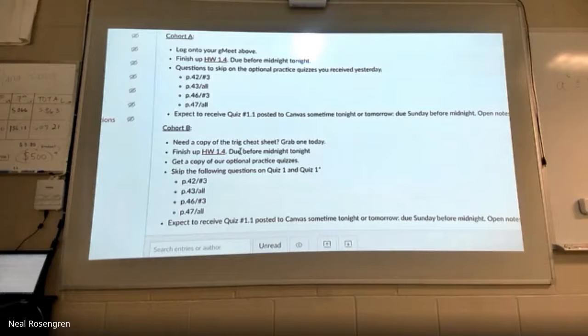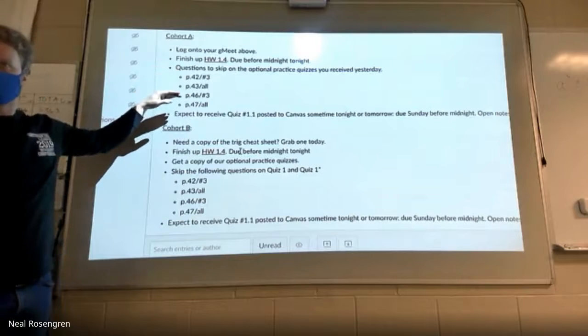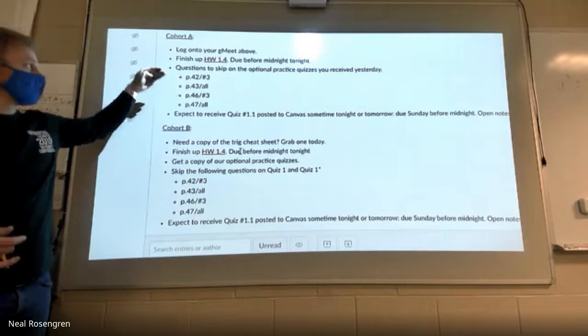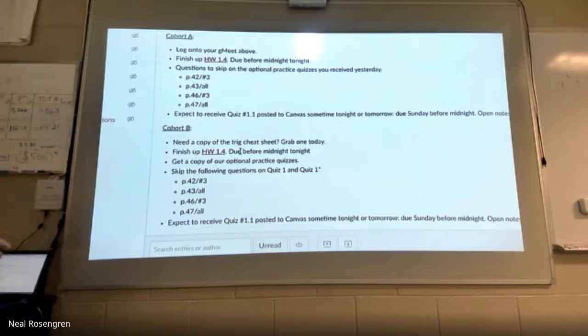Like, even some of the graphs are the same. Some of the questions are exactly the same. Some of the questions are different. So that's why 42 is number 3 and 46 is number 3. It's the same kind of question. Page 43, all of it. Page 47, all of it. They're the same kind of question. So that's why we're switching. Okay.